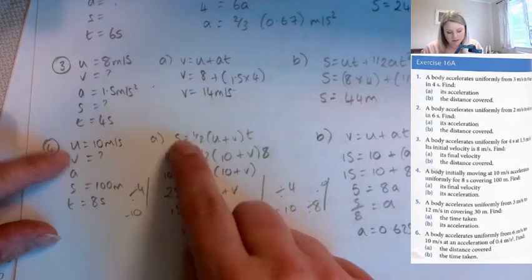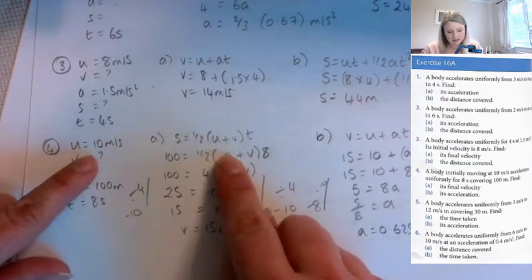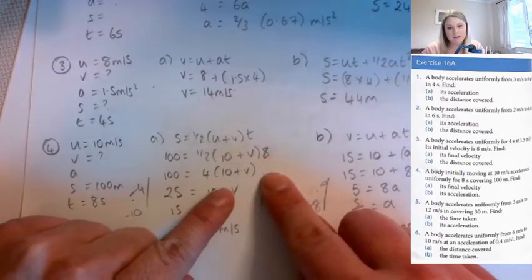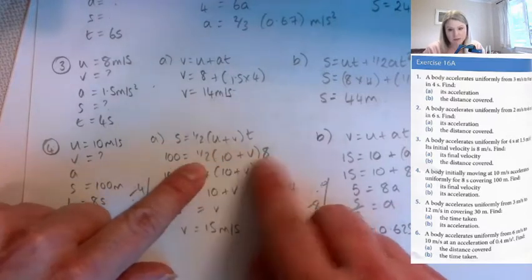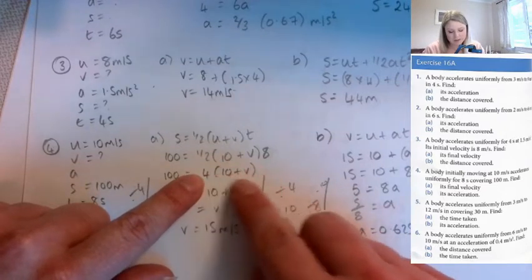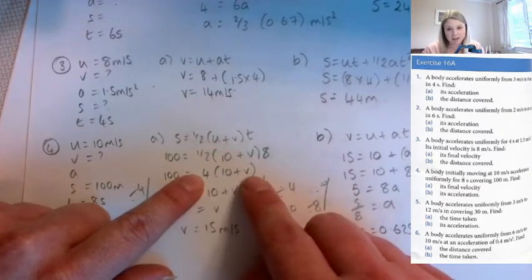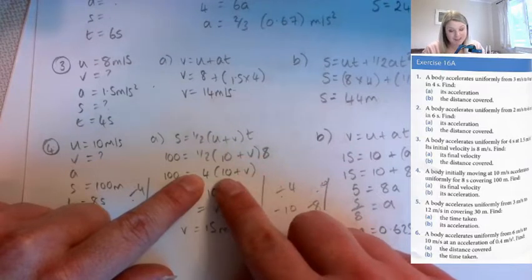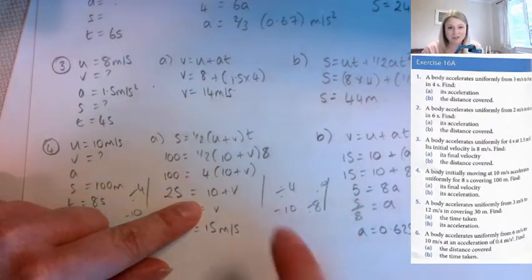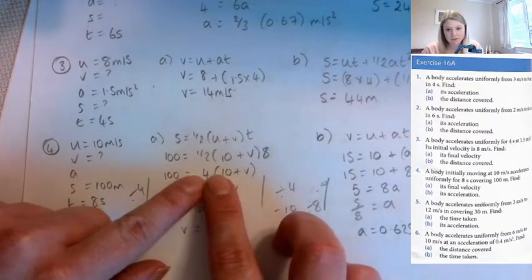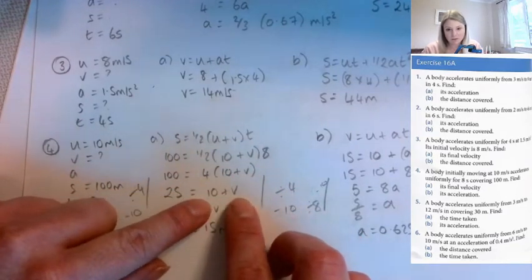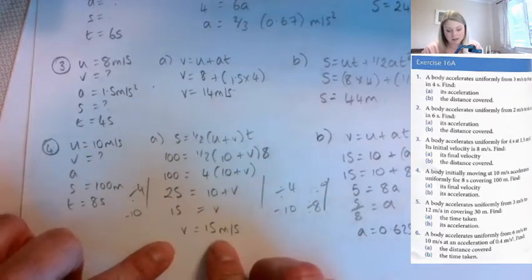Substituting in my numbers, S is 100, U is 10, V is what we're looking for, and T is 8. From this line to this line, I've done a bit of tidying up, so 100, half of 8 is 4, and then brackets 10 plus V is still there. Remember, this bracket means 4 is multiplied on everything in that bracket. So my next step is to divide by 4. Your other option could be to multiply out that bracket, but that's just giving you an extra step for the sake of it. If we divide both sides by 4, we get 25 equals, and then we're left with what's in that bracket, 10 plus V. Then take 10 away from both sides and we end up getting 15.